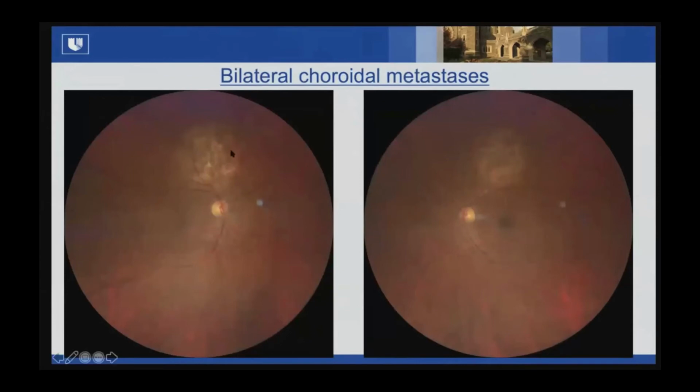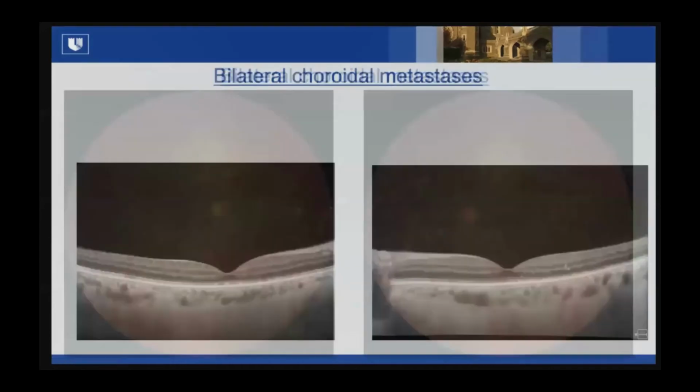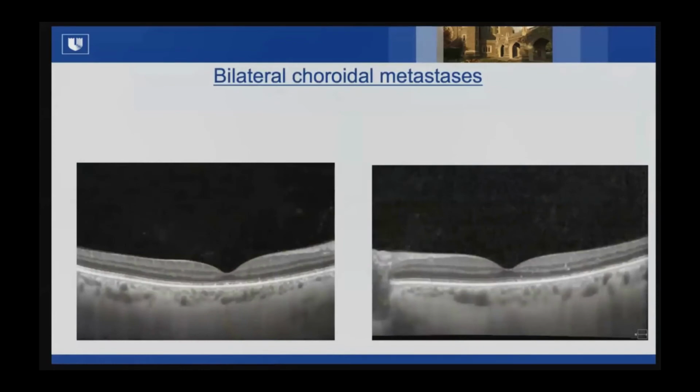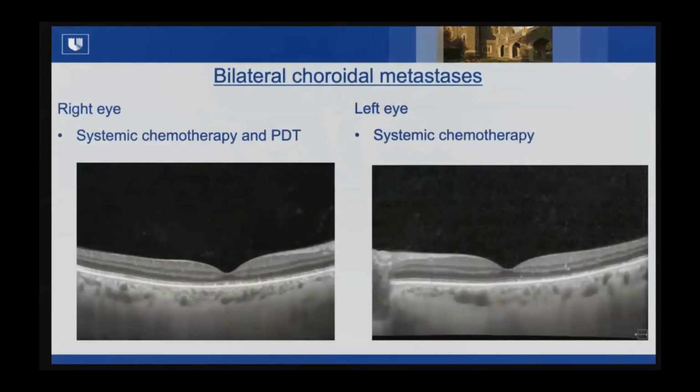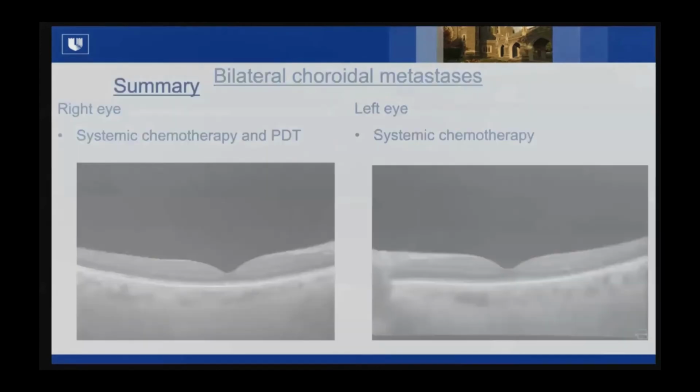Once again, both eyes received systemic chemo, and the right eye also had photodynamic therapy, showing a better regression than the left eye, but both tumors showed nice regression, as we can see on the OCT. Once again, right eye, systemic chemo and photodynamic therapy, and the left eye, only systemic chemotherapy.